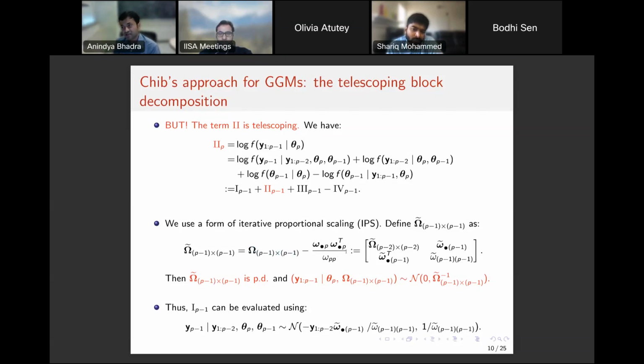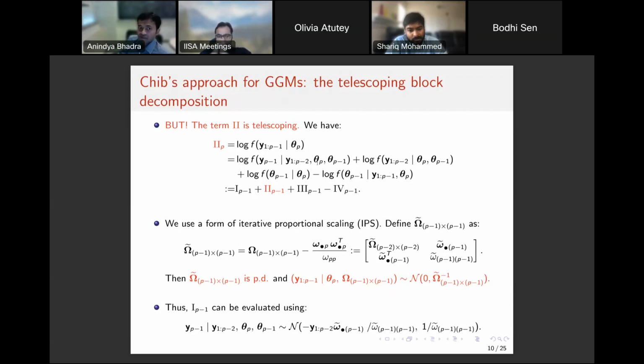That's just because, if you have a positive definite matrix, the Schur complement with respect to any upper left diagonal submatrix block is positive definite. So you calculate that, and this is positive definite. Then y1 through p minus 1 given all the parameters is actually normal with this omega tilde. It is not normal with omega p minus 1 by p minus 1; it is normal with omega tilde p minus 1 by p minus 1, which is a Schur complement adjusted version of this. With this, we can actually evaluate the first term.